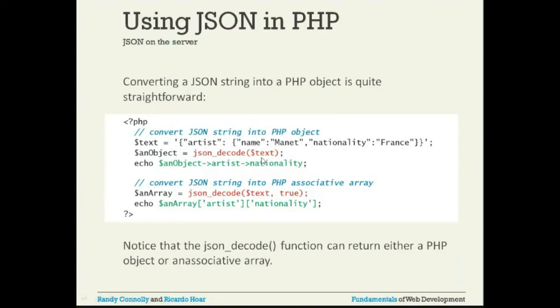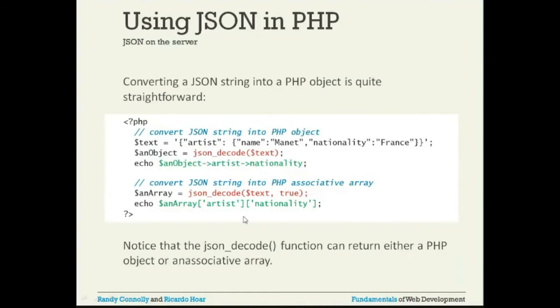When the parsing is done, it should pass, and there should not be any error. Then a PHP object is created and the reference is assigned to this variable, $obj. And how to access the values of the JSON? echo $obj, use the arrow, access artist, arrow, nationality, which will fetch the value France.